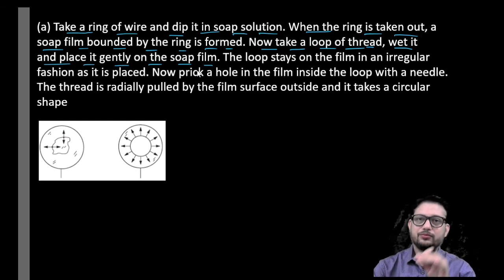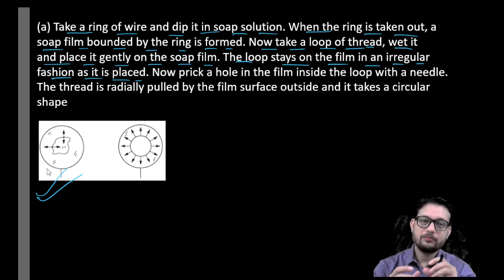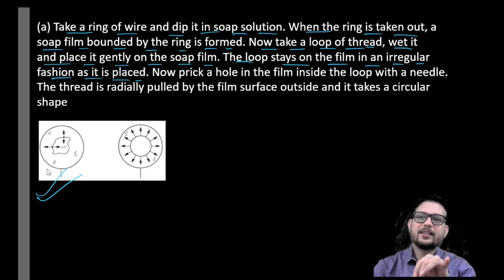Now we gently place that thread on the film. So is it clear? Okay, now what? The loop stays on the film in an irregular fashion as it is placed. So you can see in this figure, this is the thread loop that you have placed, because you cannot give the thread a unique shape by yourself. You can only simply wet it and just place that thread on the liquid film very gently.